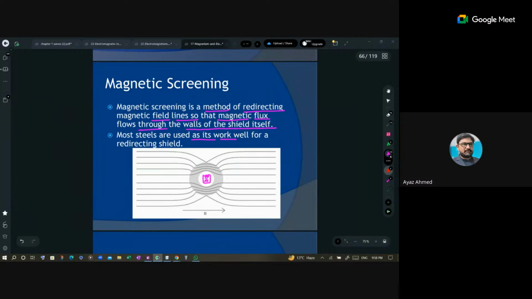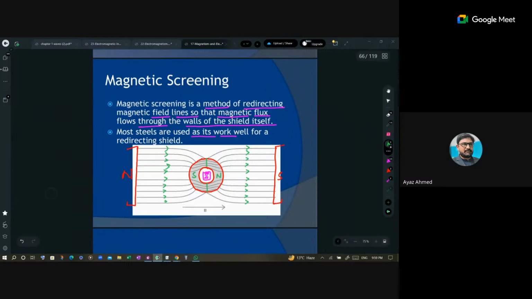Then what will happen? This steel will redirect the magnetic field lines in such a way that, for example, this is north, this is south. It will divide itself into two parts. This would behave like south, and this would behave like north. So it would attract all the magnetic field lines coming from the north, and then this next part would provide all the magnetic field lines to the next north. So in between, the material is safe. This is amazing.